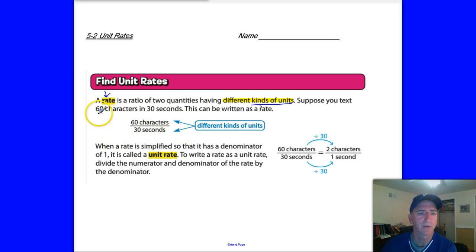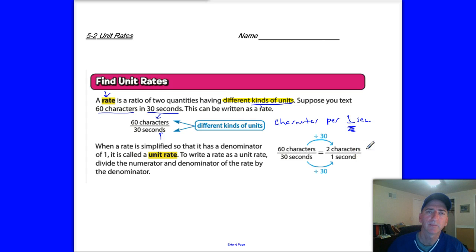All right, here's an example. Suppose you text 60 characters in 30 seconds. Characters and seconds, those are different units. One's a character on a screen and one is a measure of time. But if we divide this out, you can end up finding the number of characters per 1 second that you text. That is a unit rate when you find per 1 and those units are different.